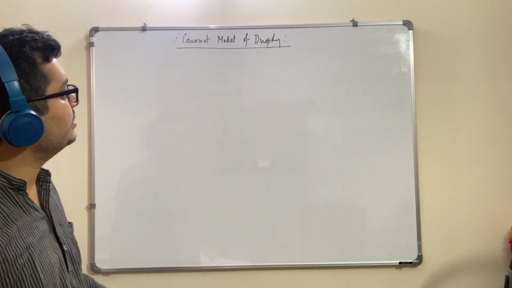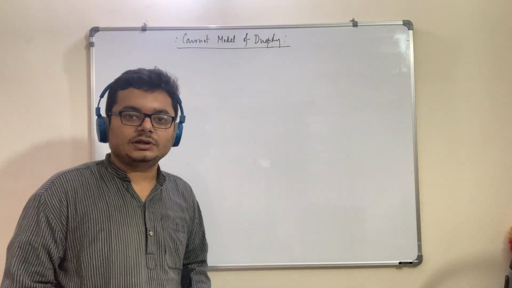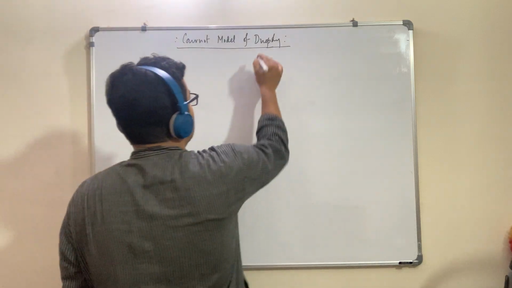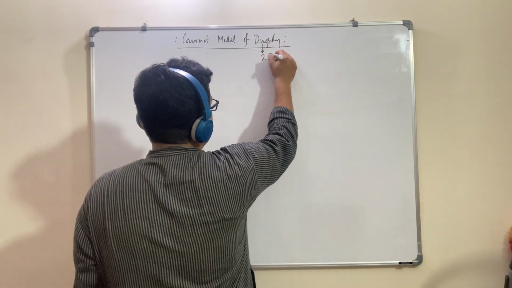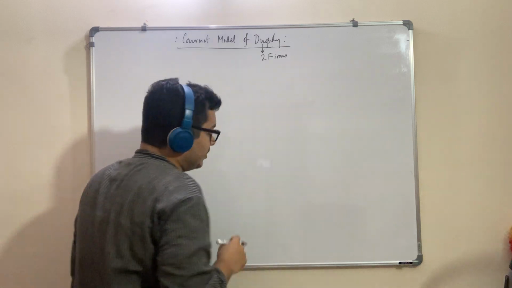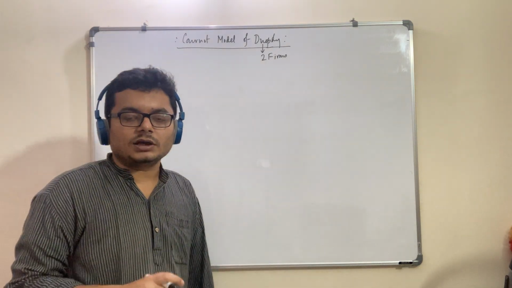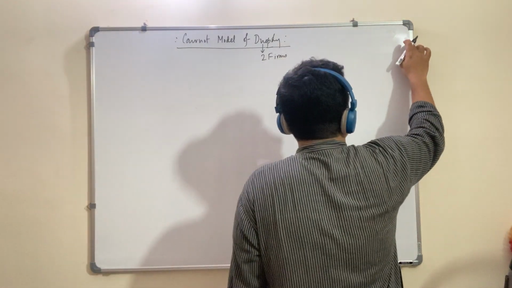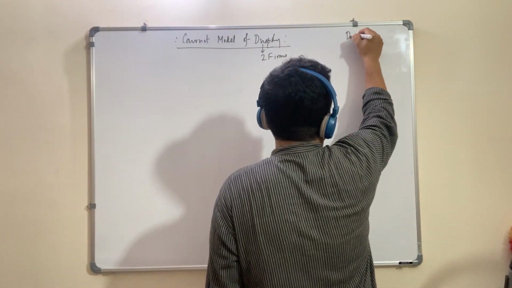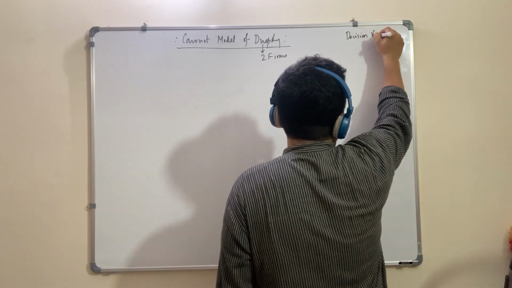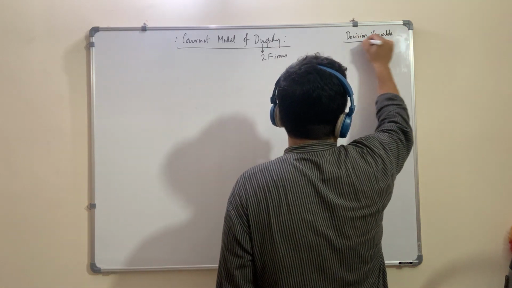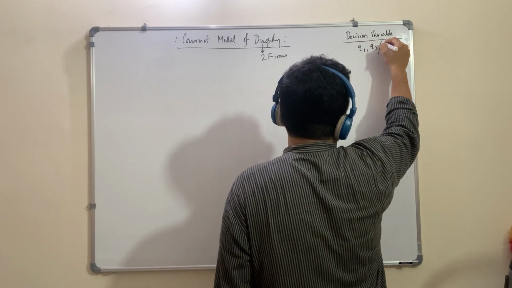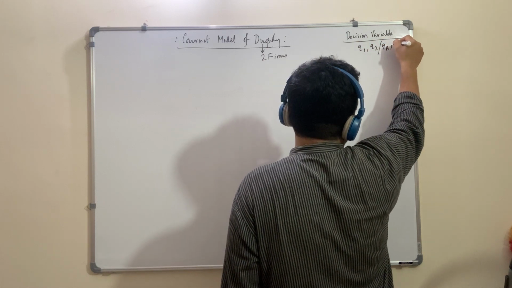Today we will start our first model in oligopoly, which is the Cournot model of duopoly. Duopoly means two firms. So we will consider two firms. We will alternatively call them 1 and 2 or A and B. The decision variable of both the firms is quantity, so Q1 comma Q2, or sometimes I'll write QA comma QB.